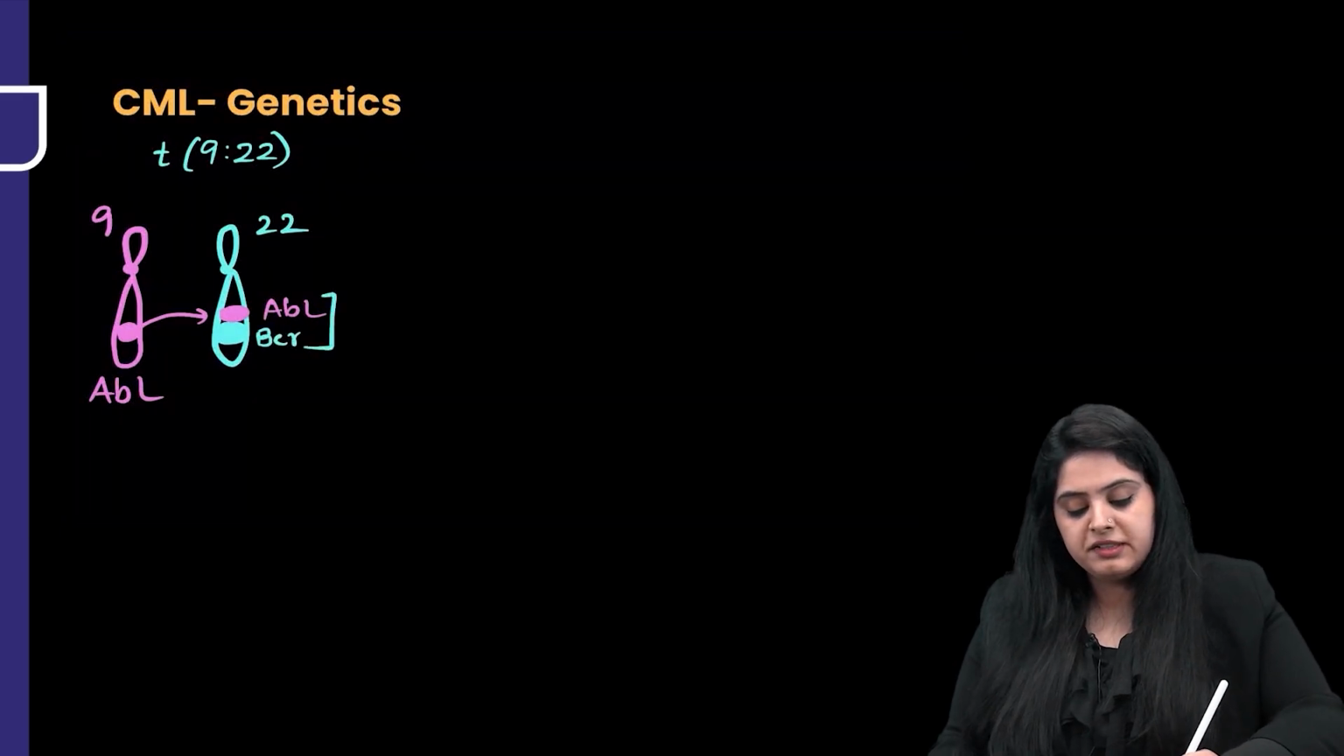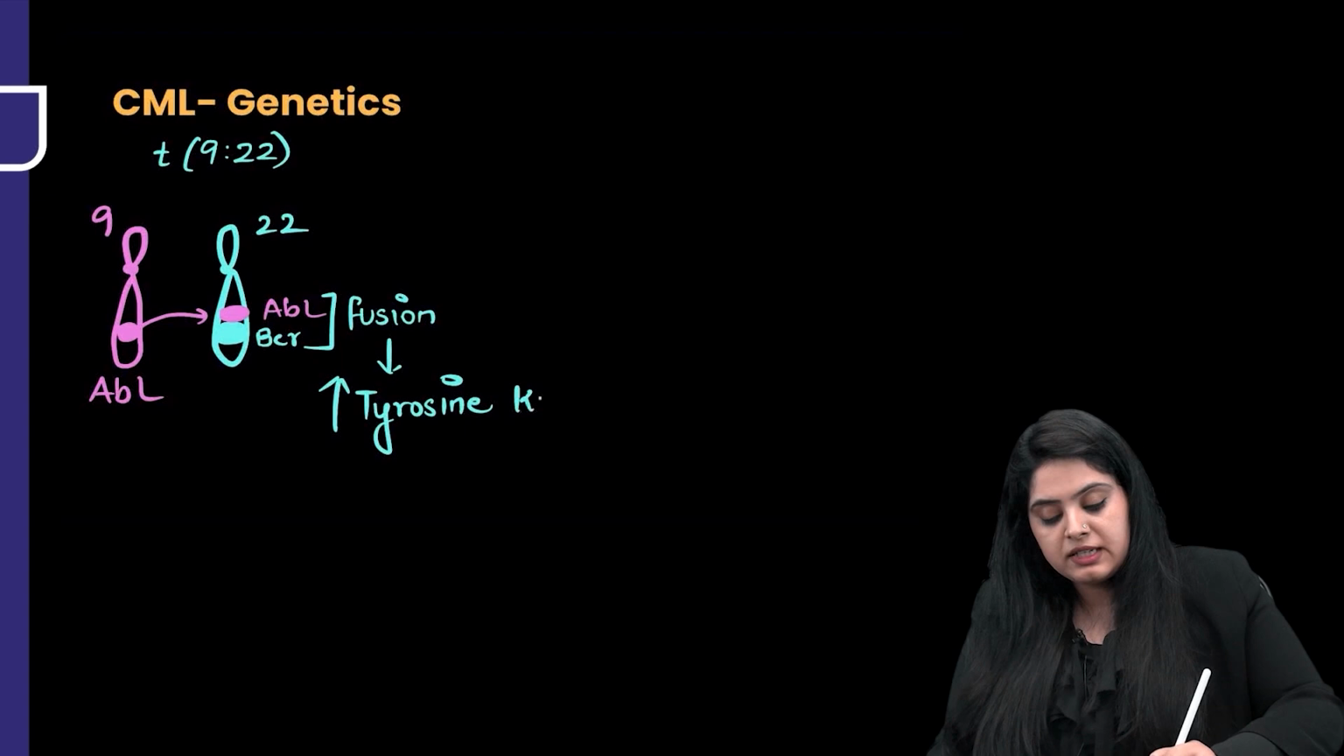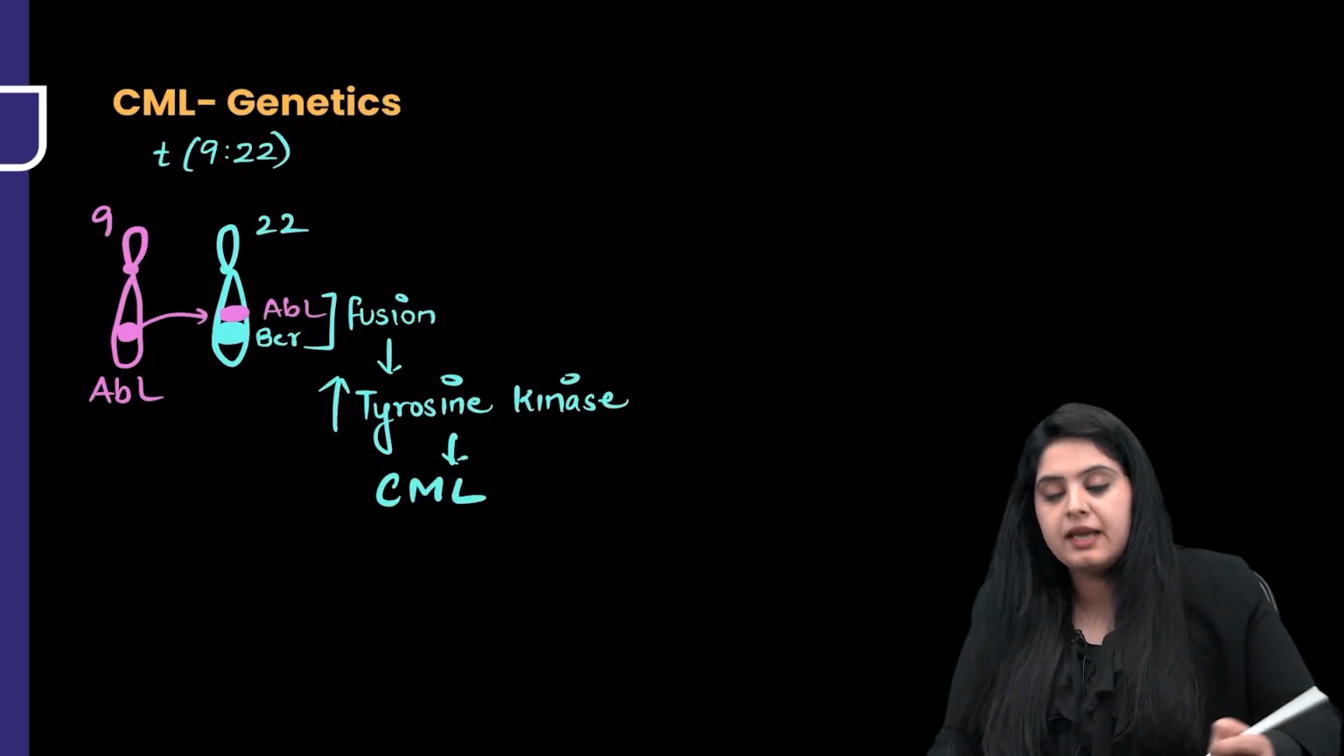Has there been a BCR-ABL fusion? Because of this BCR-ABL fusion, there is an increase in which activity? There's an increase in the tyrosine kinase activity, and that is going to result in CML.